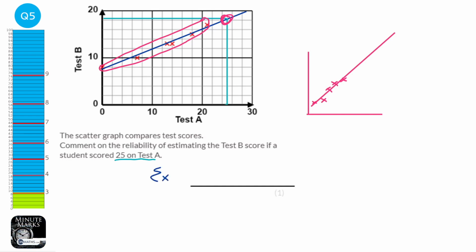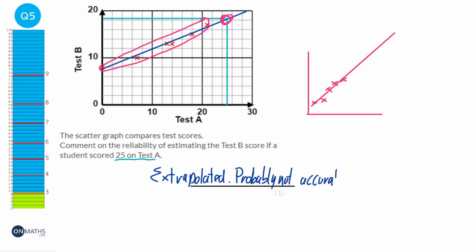So we say that the data has been extrapolated. And what that means is it is probably not accurate. So when you have a prediction outside the range of the data, we say it's probably not accurate. If it was inside the data, we would say it's interpolated, and that's actually quite accurate.